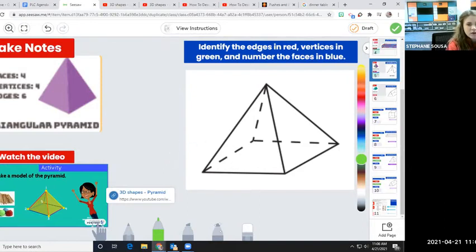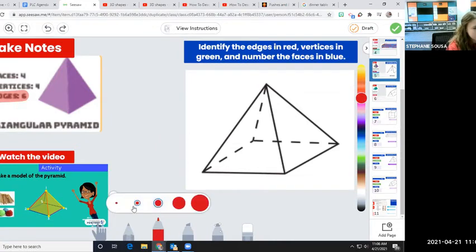So we see a triangular pyramid here. And again, we are going to identify the edges in red. There are 5 of, ooh, that should say 6. There are 6 edges. That's why I was confused.